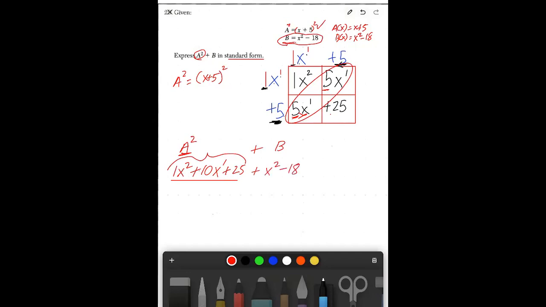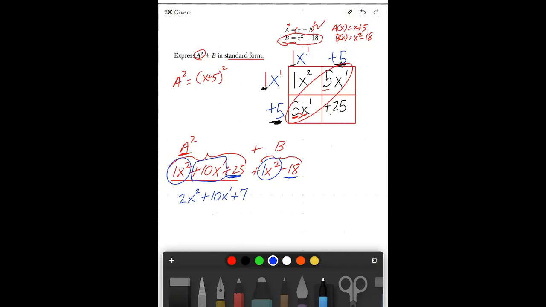Now, all we have to do is combine the like terms. We just combine the like terms, and then we'll be done. So let's do this. All right, we got a 1x squared here, and we got a 1x squared here. So 1 plus 1 is going to be 2x squared. We only have this 10x to the first, so that goes next. And then we got a positive 25 minus 18. So 25 minus 18 is going to be a positive 7.